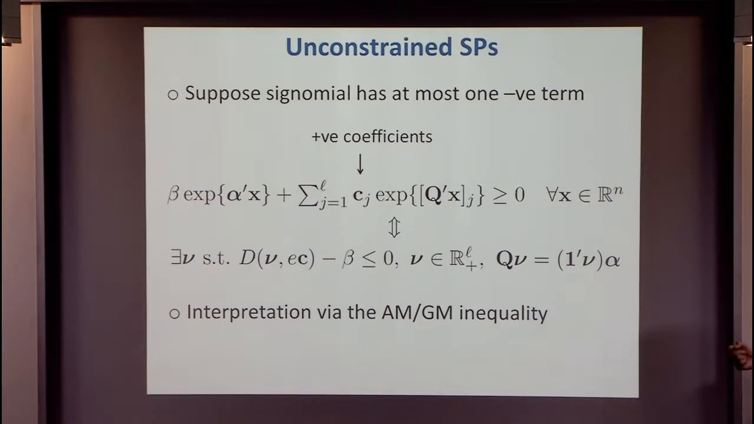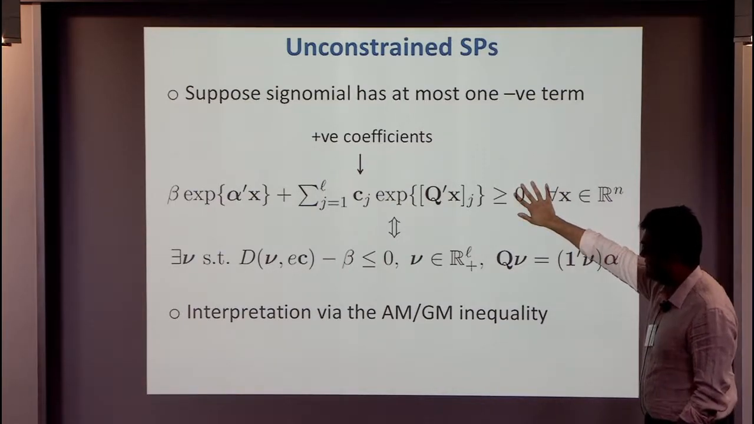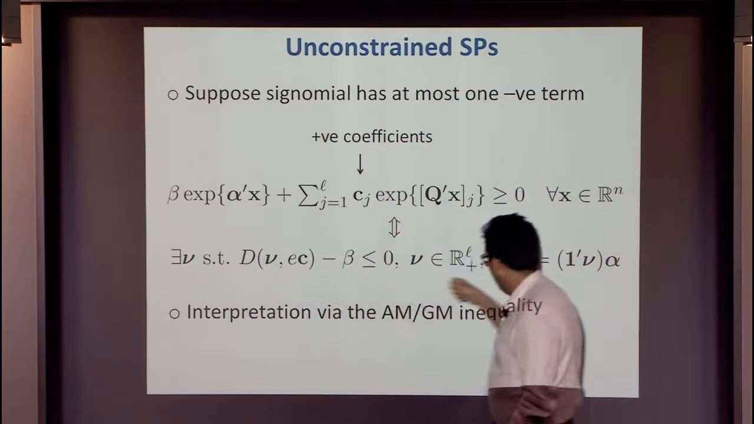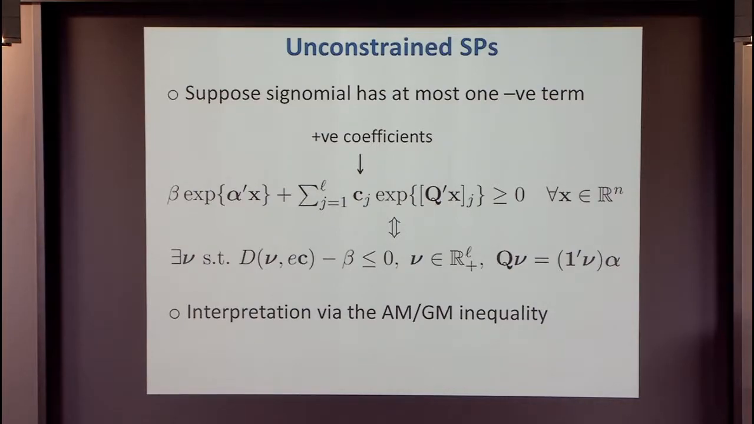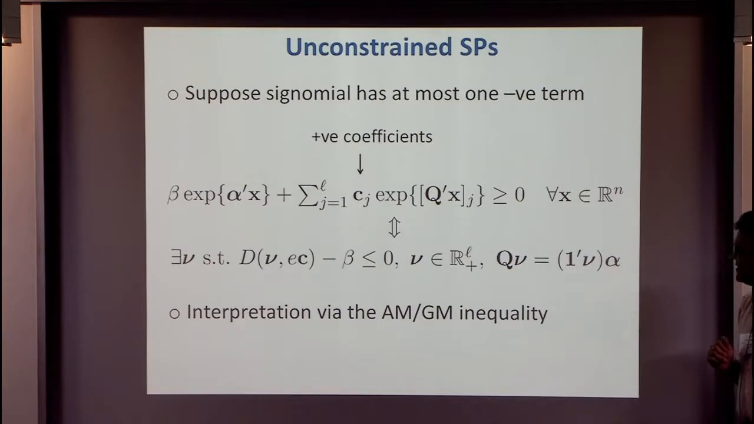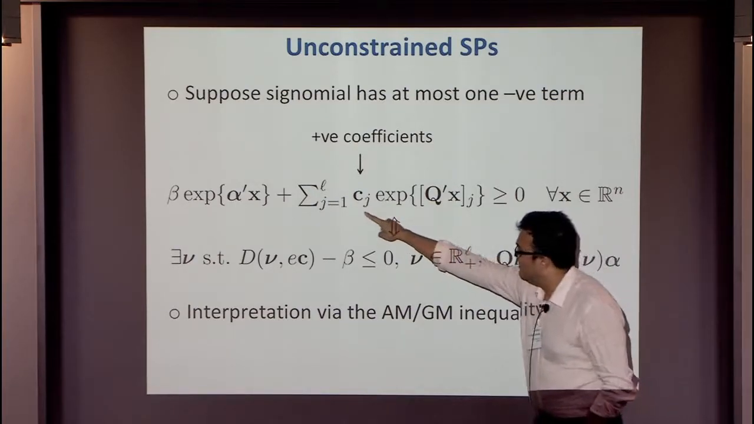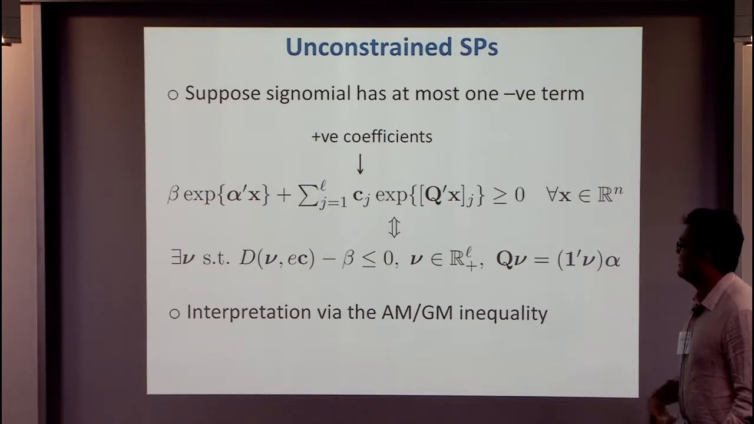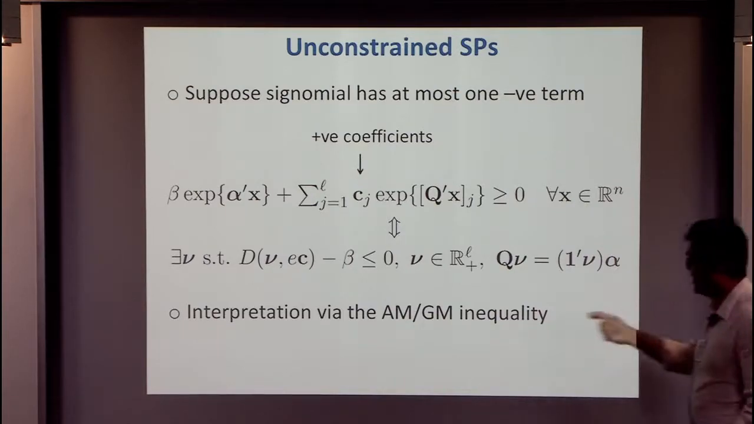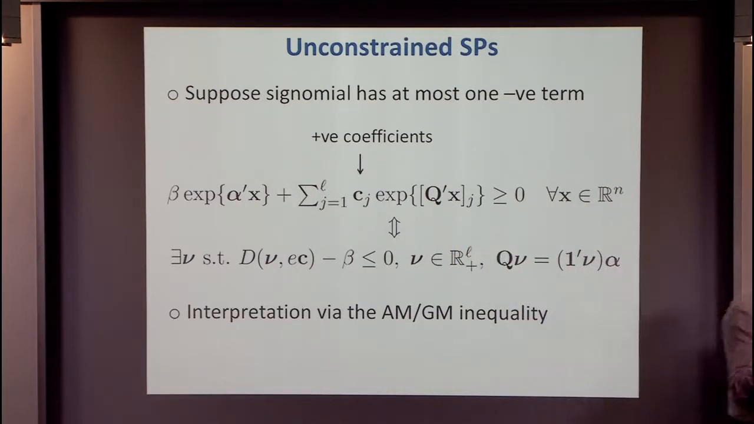This signomial being globally non-negative is equivalent to the existence of a nu such that these conditions hold. Such that the relative entropy inequality is satisfied for a fixed C and for a fixed beta. The nu belongs to the non-negative orthant, and the system of linear equations is satisfied. And you can show this via strong duality. This goes both ways. But there's a nice interpretation of this via the arithmetic-geometric mean inequality.